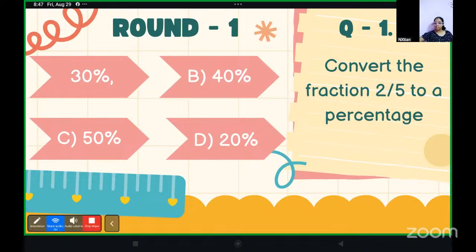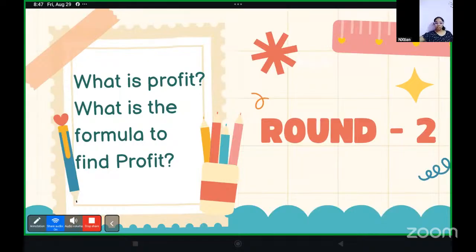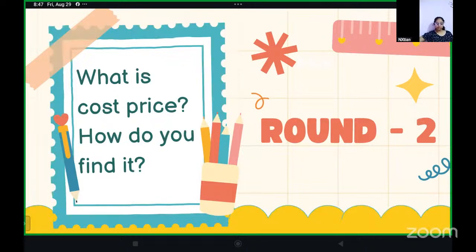Okay. Then next question. What is profit and what is the formula for profit? Abraham's was correct. Selling price minus cost price is the profit formula. Then what is cost price? How do you find it?